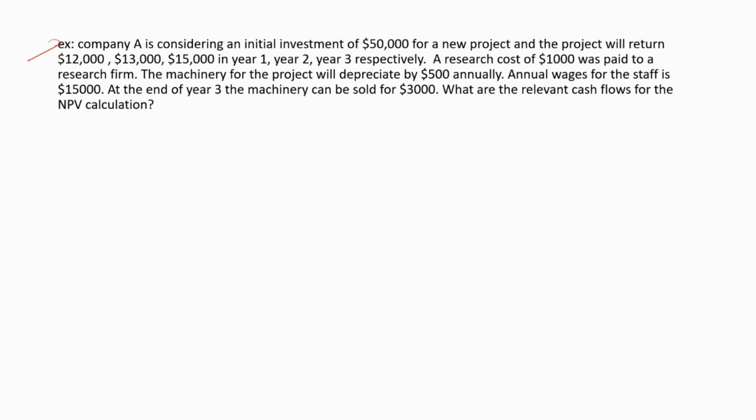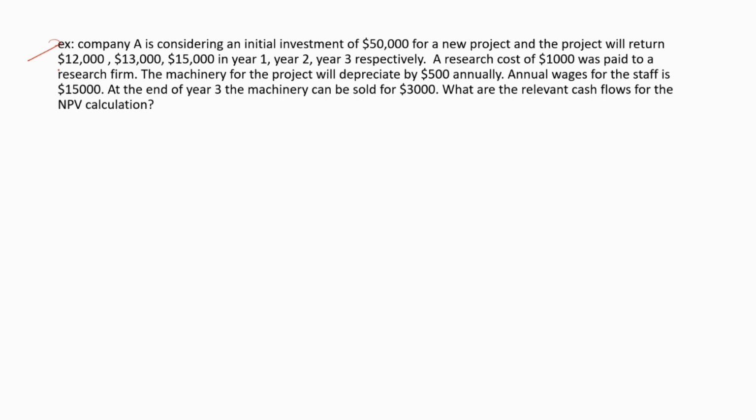A research cost of 1,000 was paid to a research firm. The machinery for the project will depreciate by 500 annually. Annual wages for the staff is 15,000. At the end of year 3, the machinery can be sold for 3,000. What are the relevant cash flows for the NPV calculation?